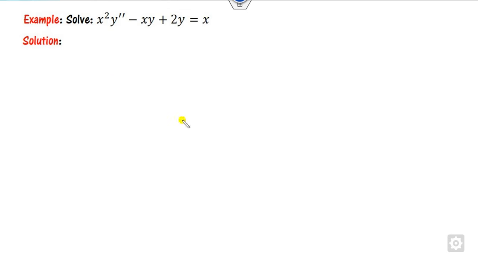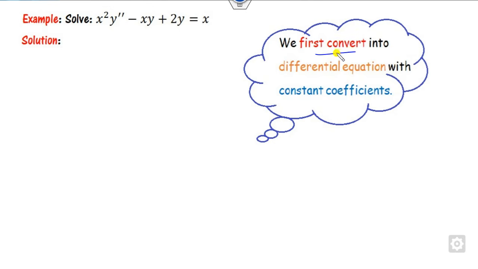You can see one more example here. Now you can see the coefficient of the y double dash is not a constant. So we will first convert this into constant coefficients.